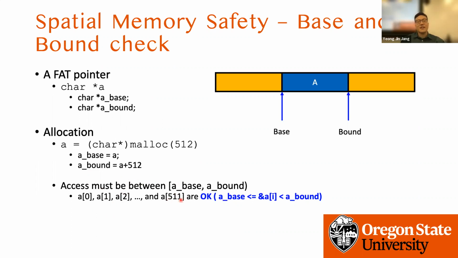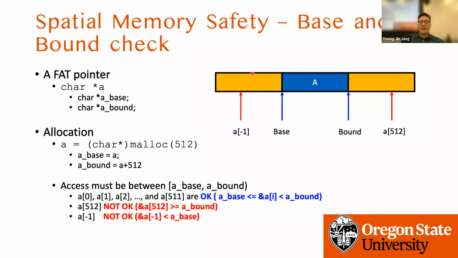But if the program wants to access 512, then we check if that is going over the bound. At the same time, we should check if it is under the base. If it is, then we should kill the program. That's how it works, and it also works for underflow. If it tries to access out of base, then we can compare the index and the pointer, check that it's out of bound, and kill the program.